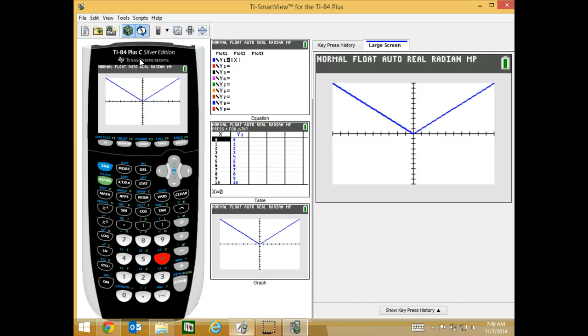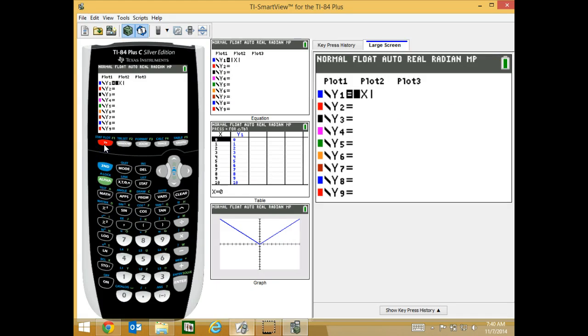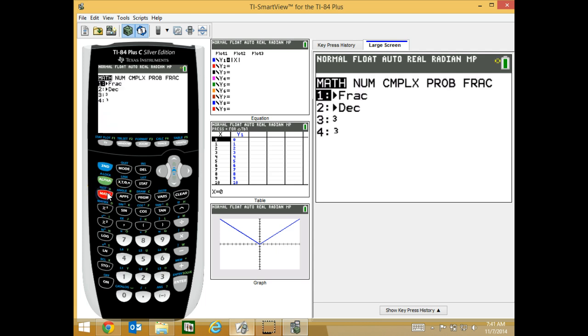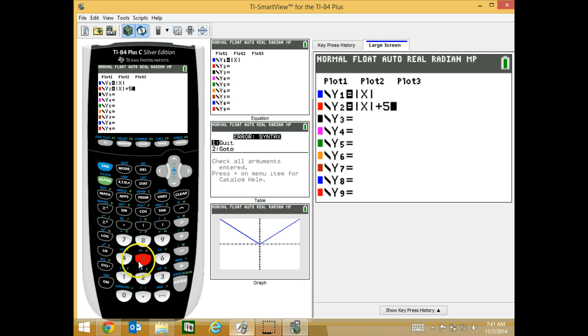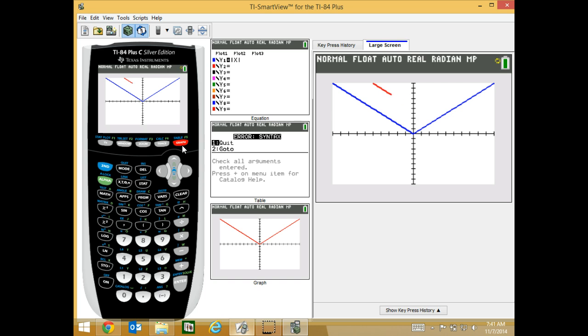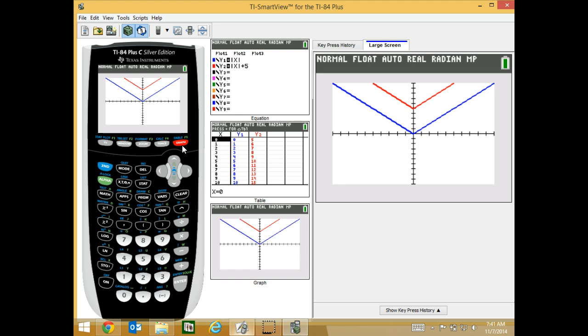Now in this first video, we're just going to investigate what adding something to the outside of the absolute value does to the graph. For example, we take the absolute value of x and add 5 to it, and then see what that graph looks like. This next graph will be in red. What it basically does is takes that entire graph and moves it up 5 units.